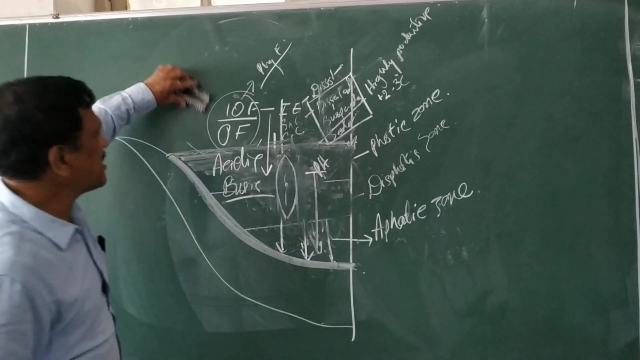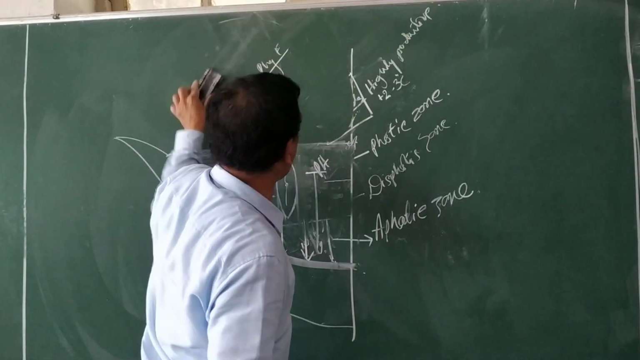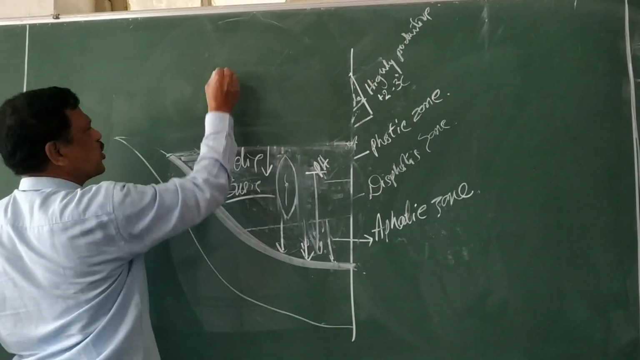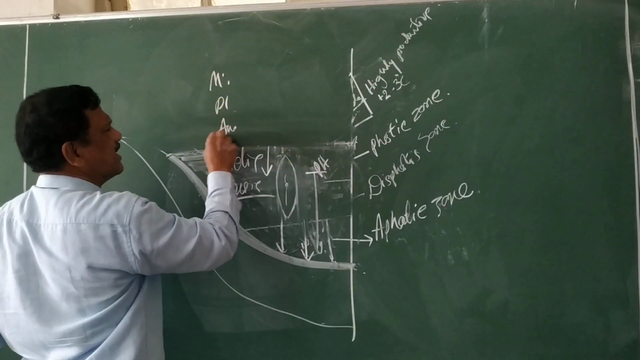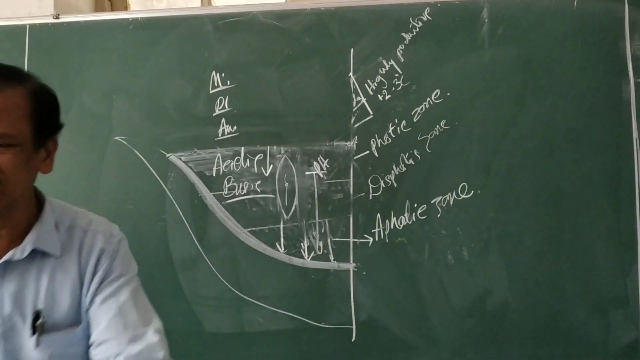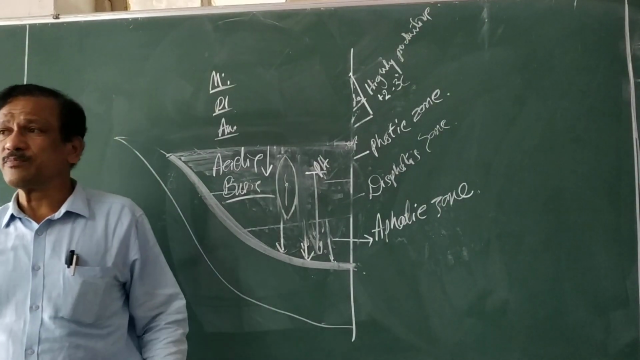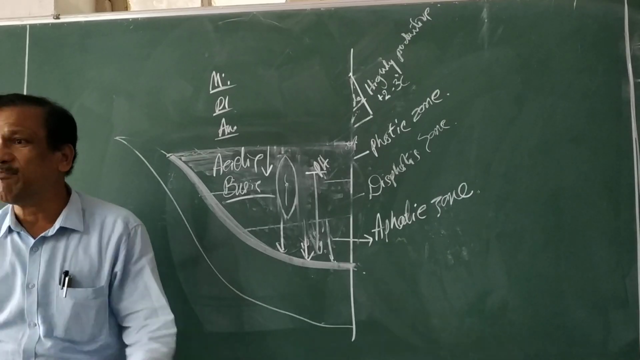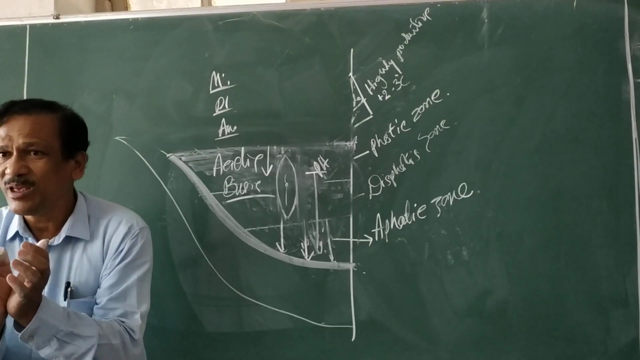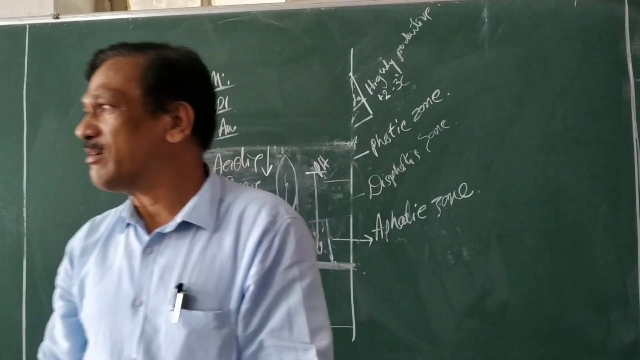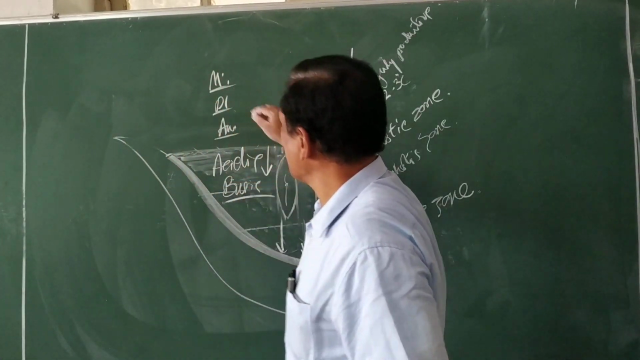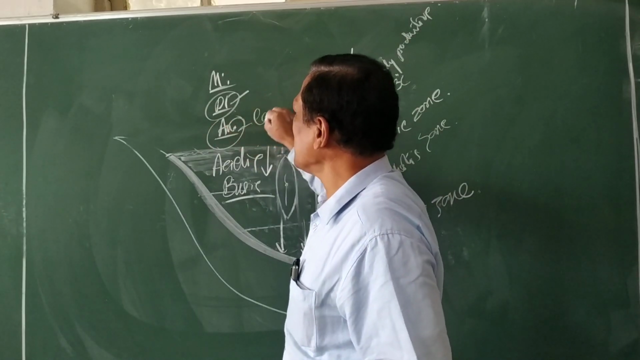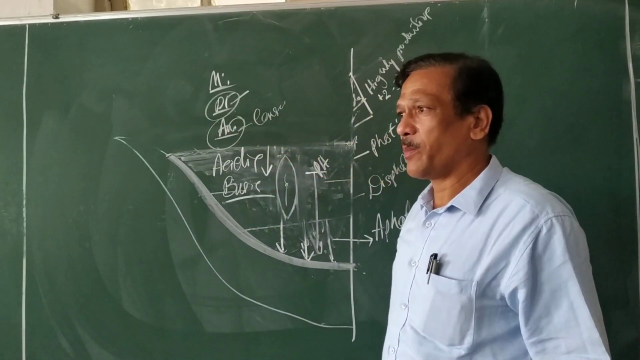And if you come to these biological factors or biotic components, they can be termed as microbes, plants and animals. Microbes, plants and animals. What are these microbes, plants and animals? All these are the functional groups. Microbes are called sometimes decomposers, plants are called transducers, and animals are called consumers.